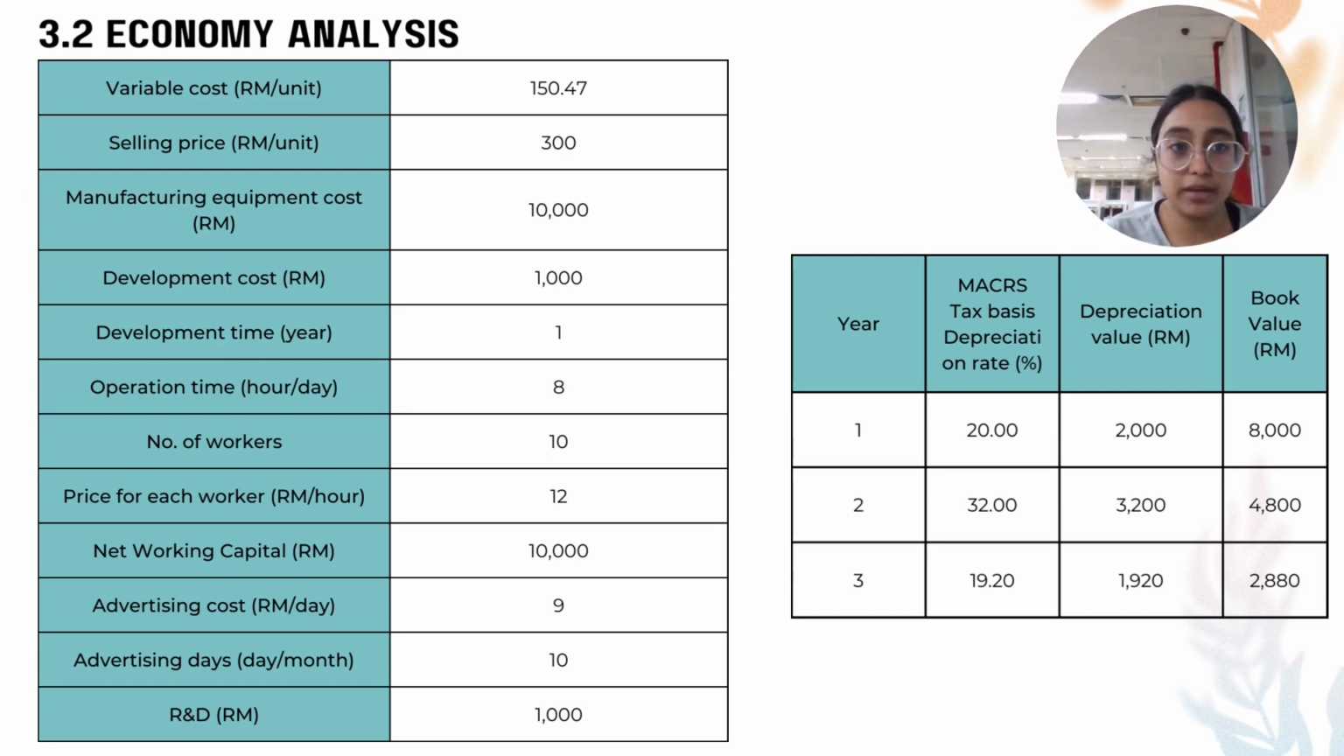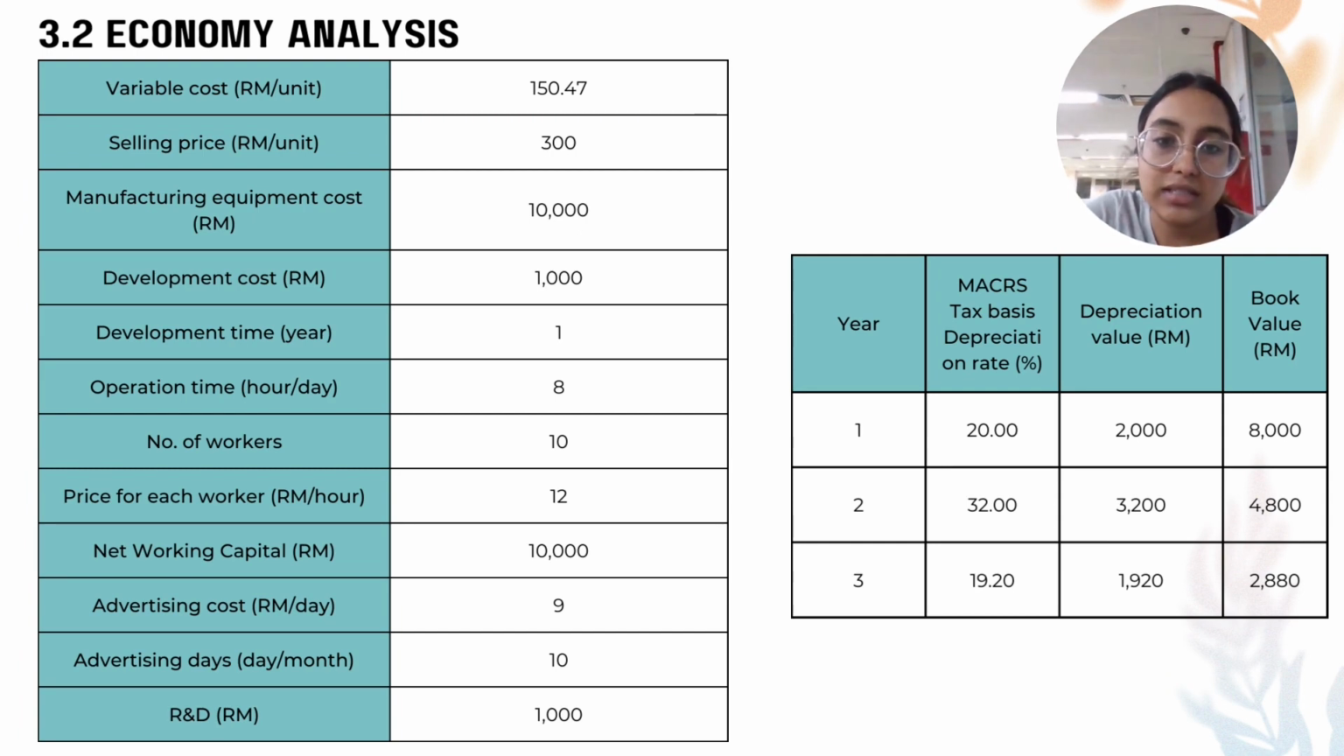the selling price of the unit is also dependent on the number of units being produced per year, which is 300 per unit. The manufacturing cost was 10,000 for the equipment used to produce the herbicide. Development cost is 1,000 for the development period of 1 year, and operation time for the production of the pesticide was 8 hours per day with 10 workers involved, and each worker would be paid 12 ringgit per hour.